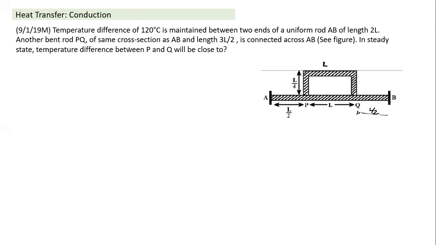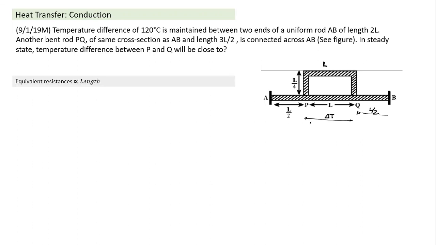Another bent rod PQ, of the same cross section as AB and length 3L by 2, is connected here. In the steady state, what is the temperature difference between P and Q? That was the question. We have to find the temperature difference between these two points. This also was a very simple question. Let's see how we solve such a question.